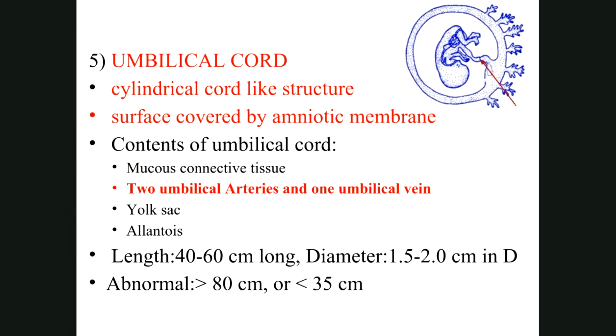So we should know that the length of the umbilical cord should be optimal, around 40 to 60 centimeters. If it is more than 80, it is abnormal. Less than 35 is also considered abnormal, and both have problems. So this is about the umbilical cord.